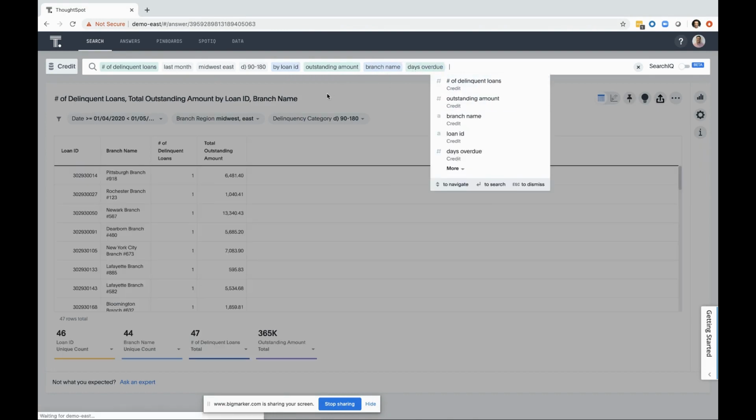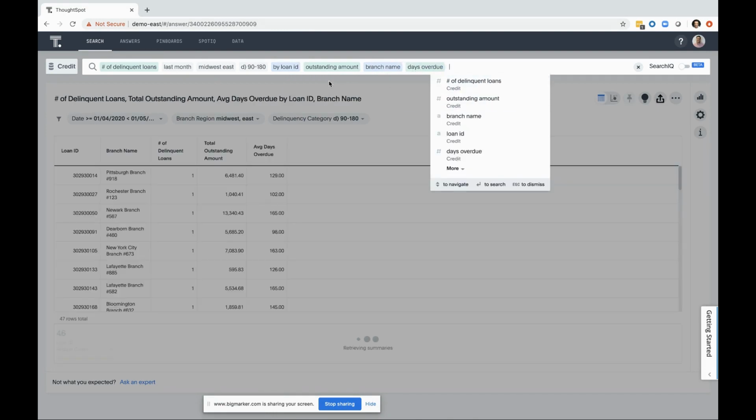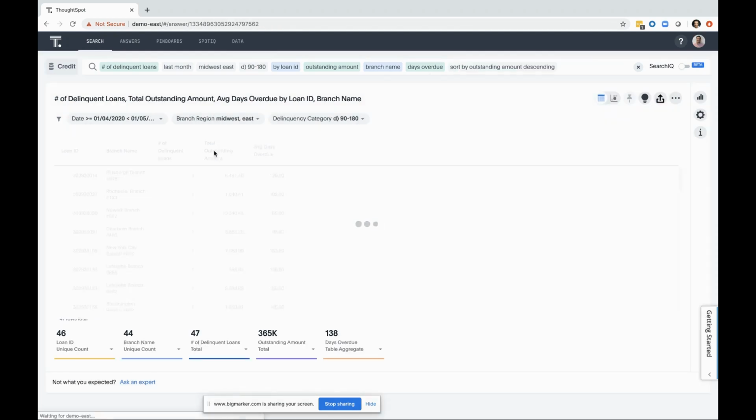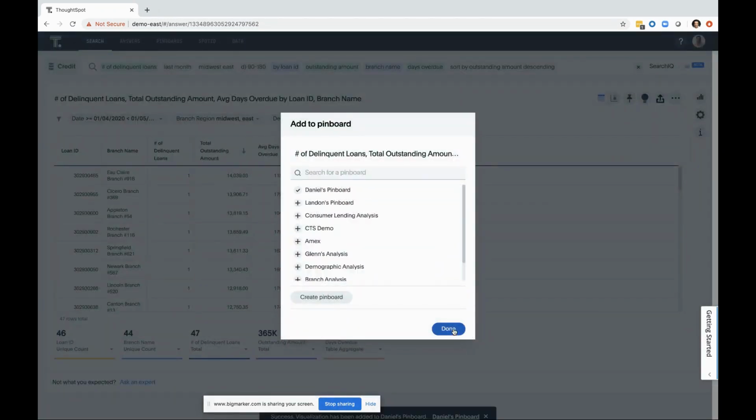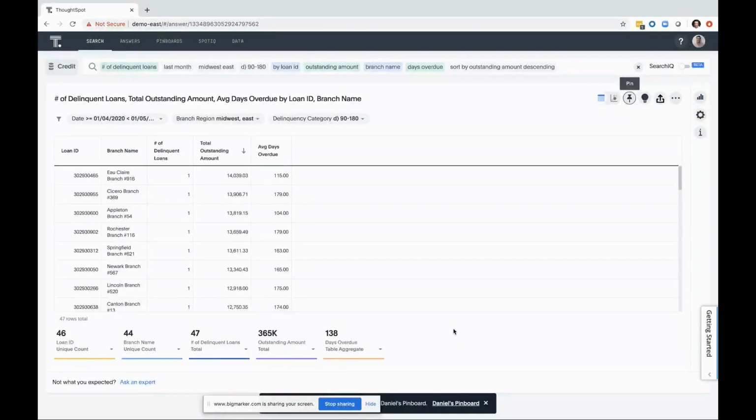So I'm adding a number of data points to it. I can see the total amount outstanding here, and with this in mind, I can now easily see which loans I should prioritize and take action on first. And again, I'm going to pin it to a pinboard. So let's do that. Say done.